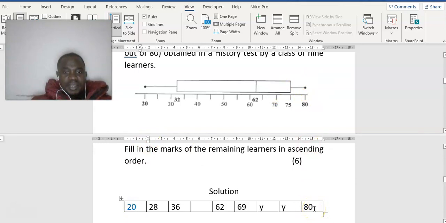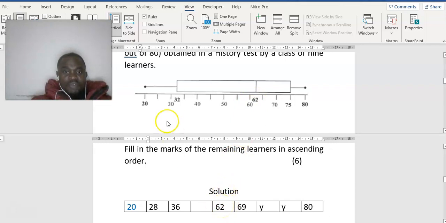Are we together? So we have filled this side, that side. This side was given to us. Then our median, we also found our median to be 62. Now let's check the median. 1, 2, 3, 4. 1, 2, 3, 4. The middle number is this one. So this side is going to be 62, which is the median.